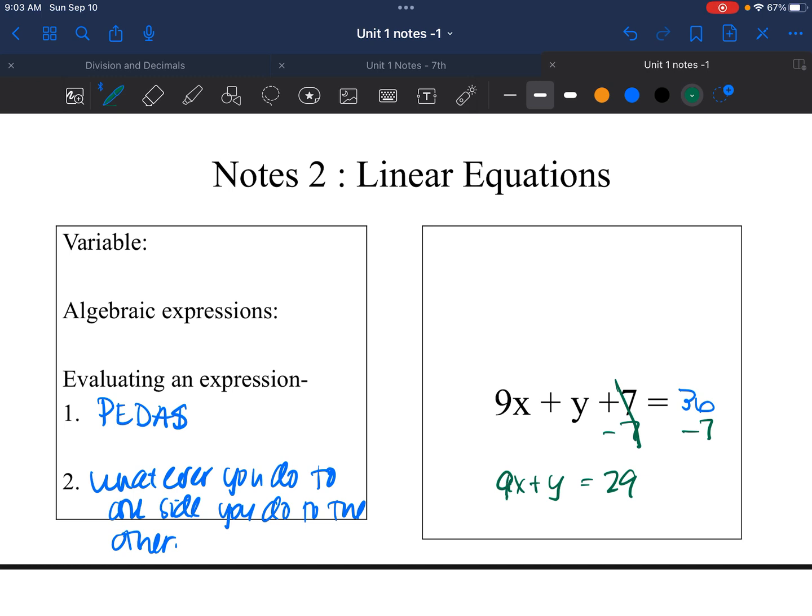And then typically we want this to be in slope intercept form, which is y equals mx plus b. So I'm going to subtract my 9x from this side, subtract my 9x from this side. So our equation will be y is equal to negative 9x plus 29. So I get it into that slope intercept form. Then I can use that to be able to find x and y points on a coordinate plane to plot this line. So that's just some basics about linear equations.